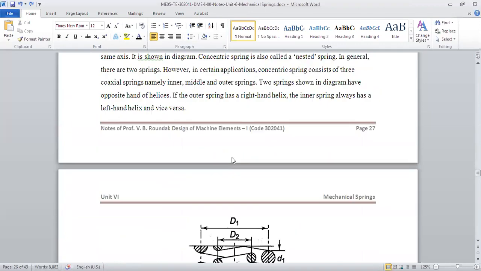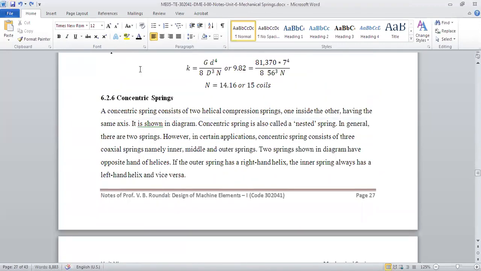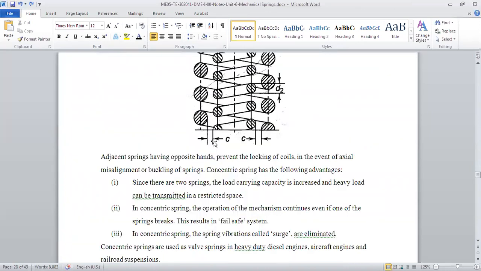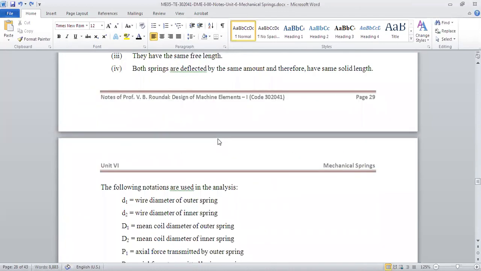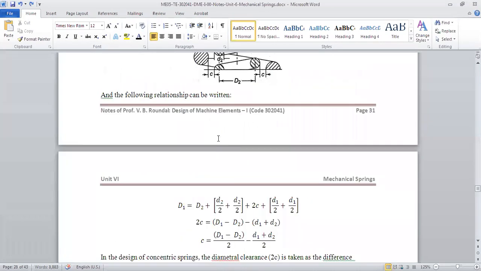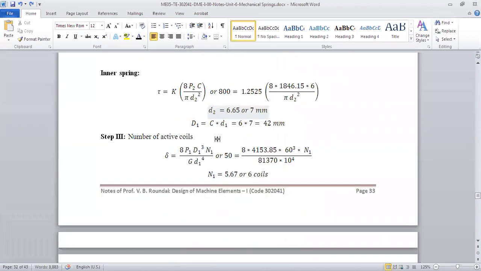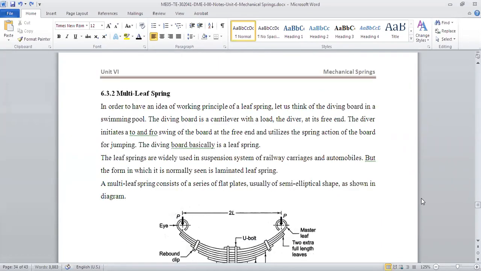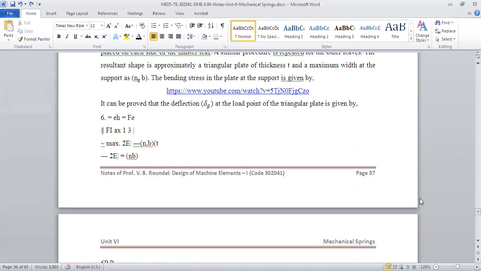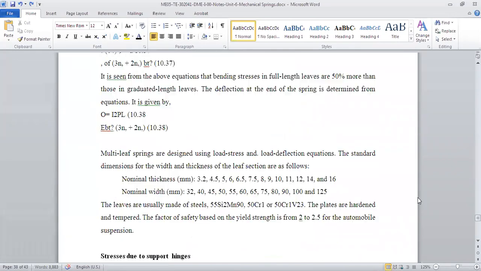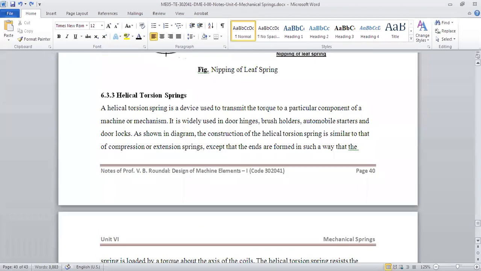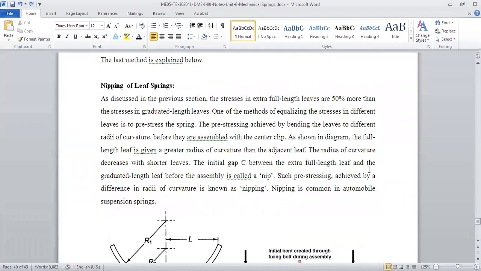If that is the case, then we can go ahead with the next topic, that is concentric springs. I would like to finish the concentric springs conceptual part, and then we'll also take a numerical on that, on how we will use them. And then the last topic will be surge in the spring. We also have the multi-leaf spring. There we have a few topics like multi-leaf spring and torsion spring. These are the topics which are left.